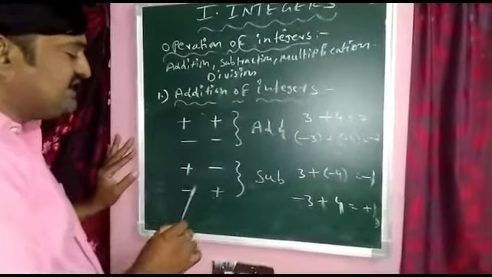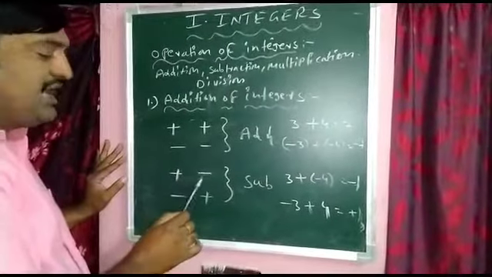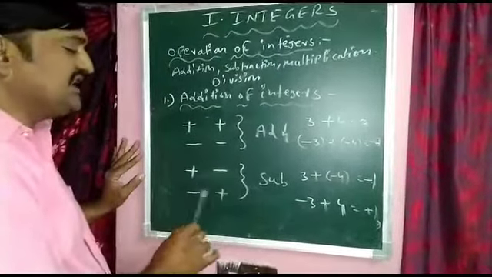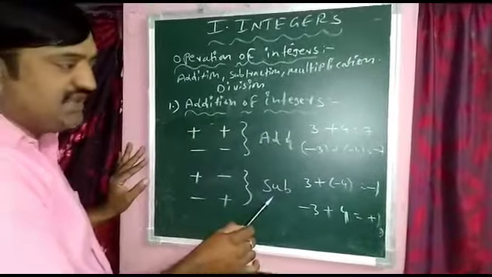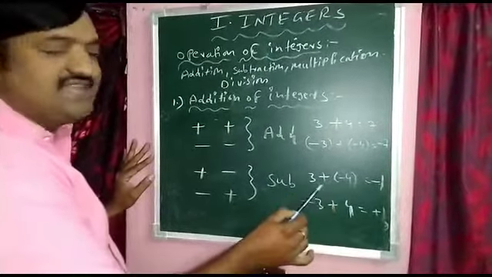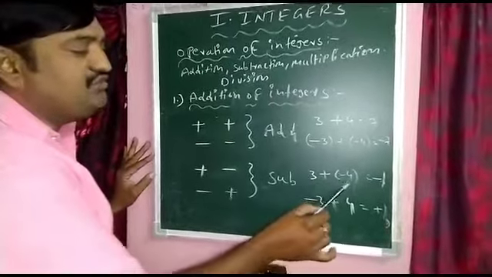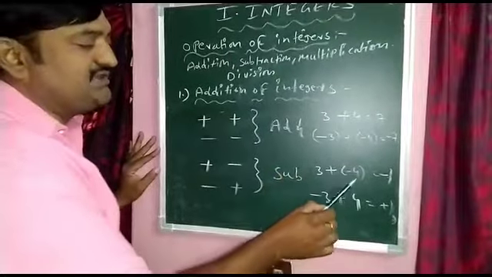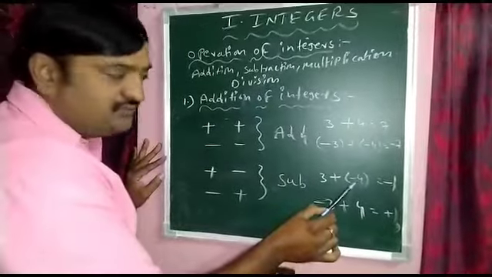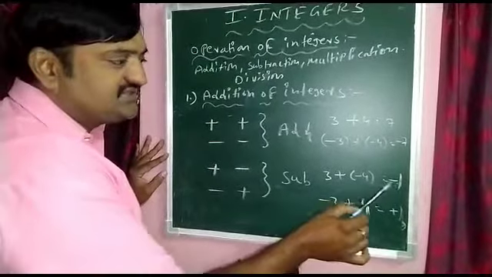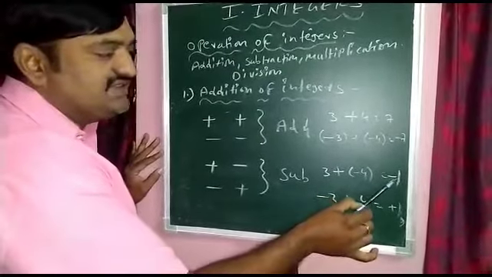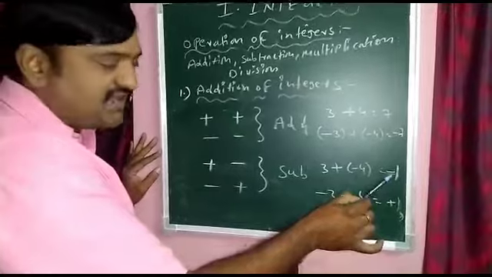Again, two different signs: positive and negative, or negative and positive. Any time two different signs are there, you must subtract. 3 is a positive integer, minus 4 is a negative integer. When you add these two, you must subtract. The difference of 4 and 3 is 1. Which sign is bigger? The sign of 4 is bigger, that's why that sign will be used here. Whichever number's sign is bigger, that sign will become the sign after subtraction.